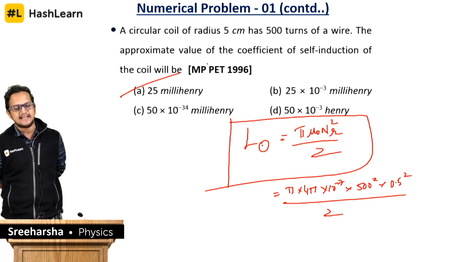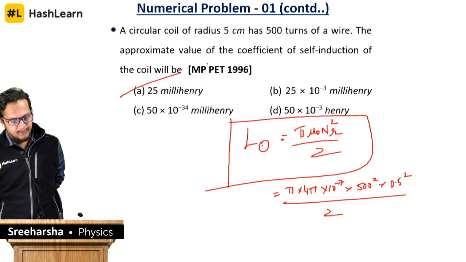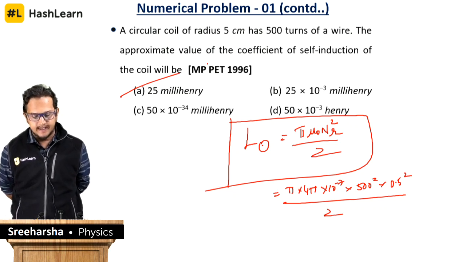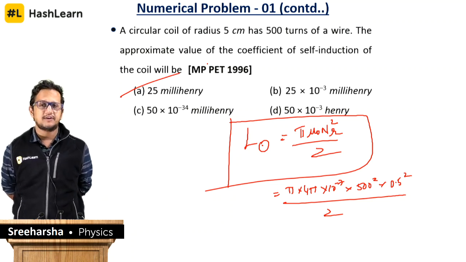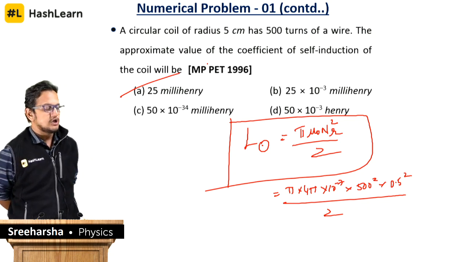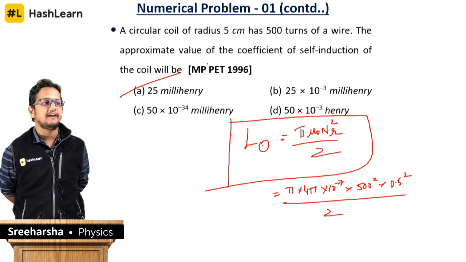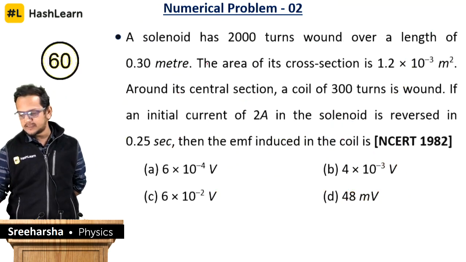So the self-inductance of the circular coil is given by pi times mu naught n square r by 2. You substitute the values and simplify it. It is a normal basic mathematics simplification, students. So that will be equal to 25 millihenry. Now we have the next problem on your screen.